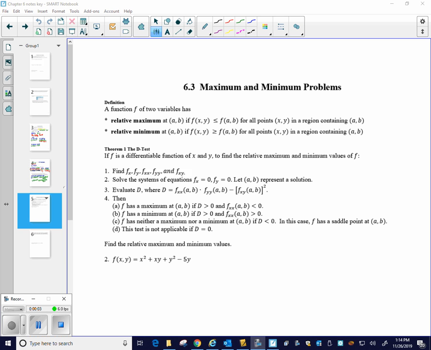All right. 6.3, maximum and minimum problems using multiple variables. This is our last section.